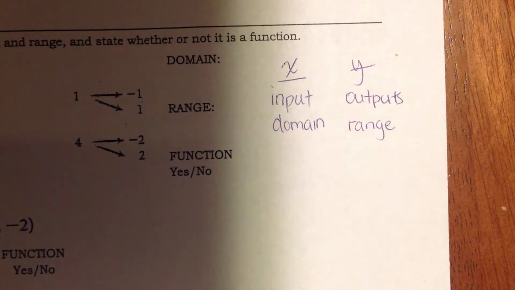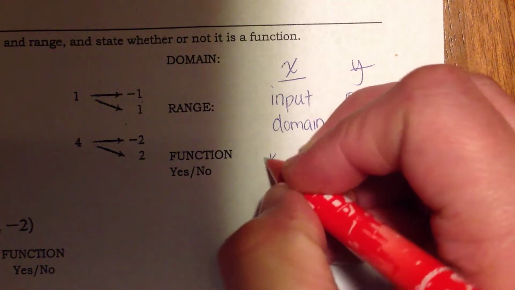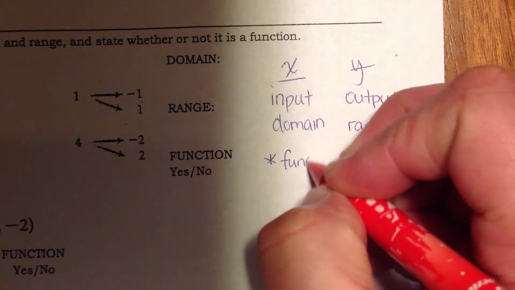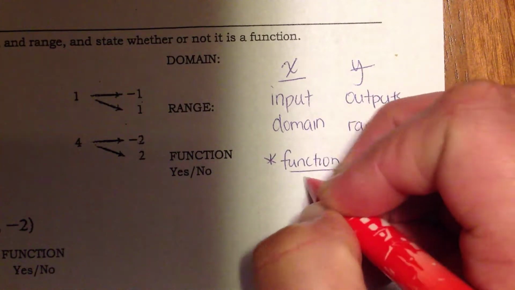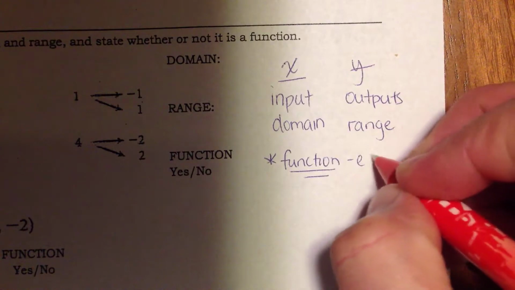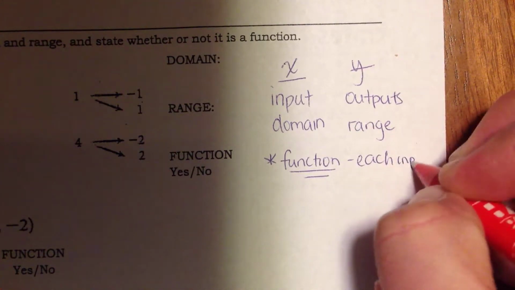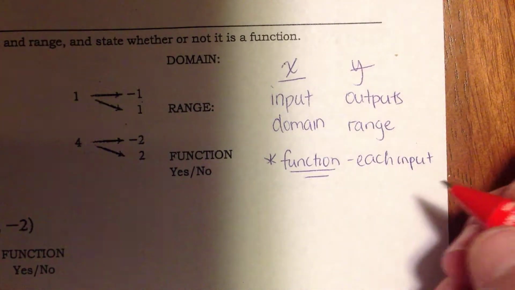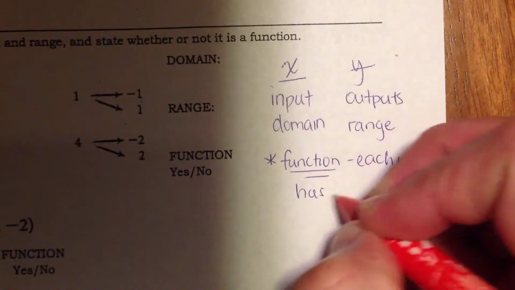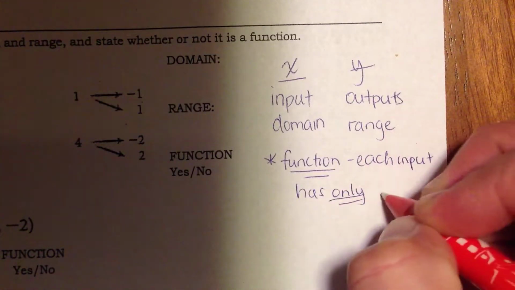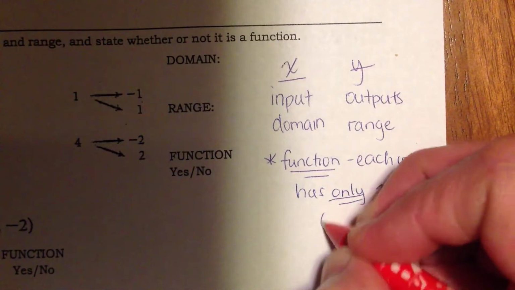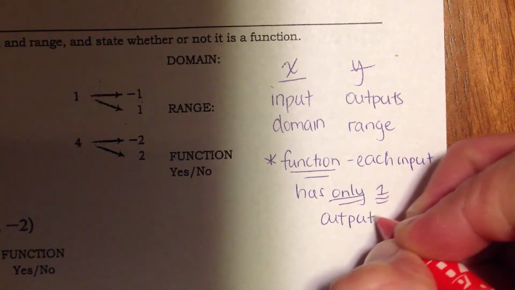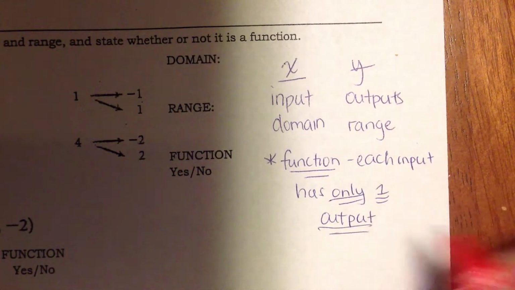So moving a little bit forward, something is a function if each input has only one output. So let's see what that looks like.